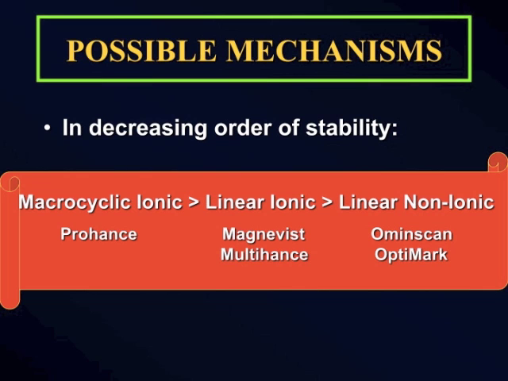So looking at the contrast agents in decreasing order of stability. The most stable of the contrast agents are the macrocyclic, which is ProHance. Then linear ionic, Magnevist and MultiHance. And the linear non-ionic, Omniscan and OptiMARK.